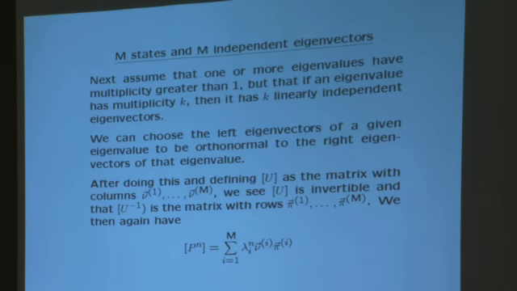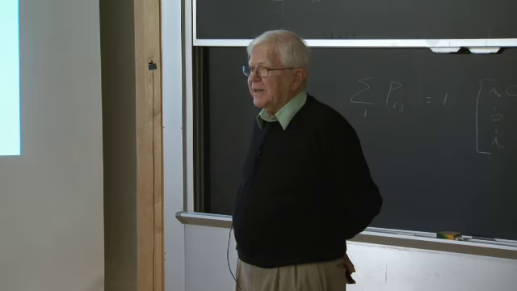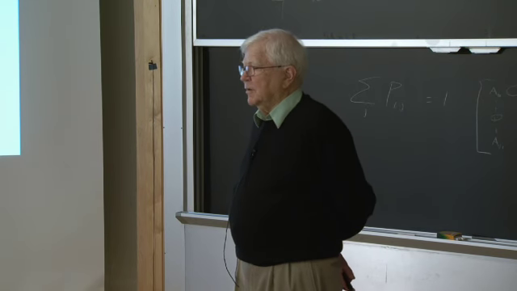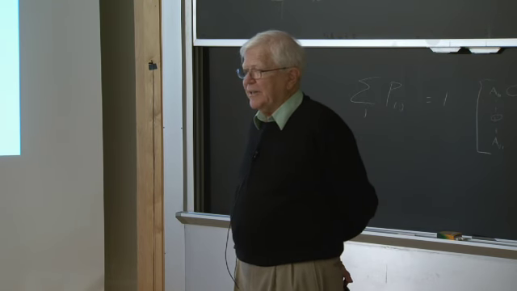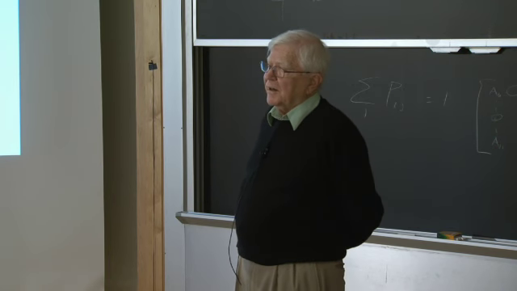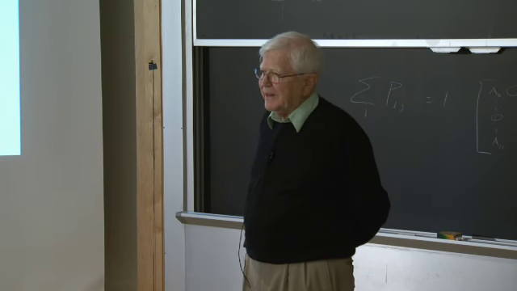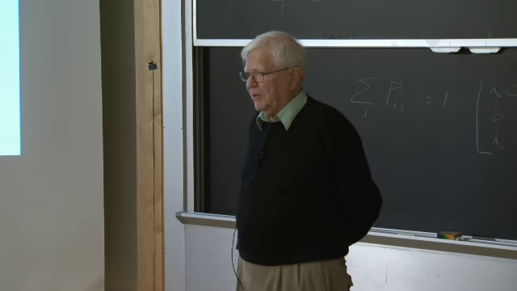Can you have convergence to all the rows being the same if you have multiple ergodic classes? No. If you have multiple ergodic classes and you start out in one class, you stay there. You can't get out of it. If you have a periodic class and you start out in that periodic class, you can't have convergence there.